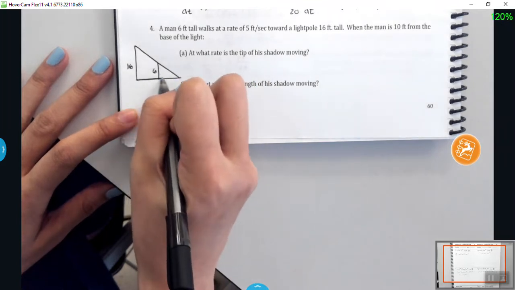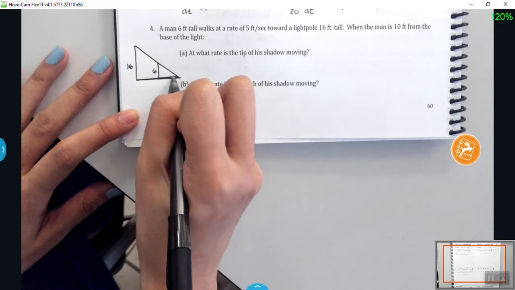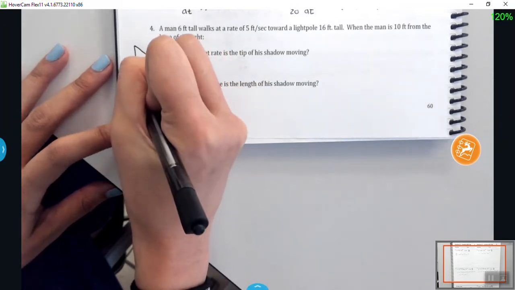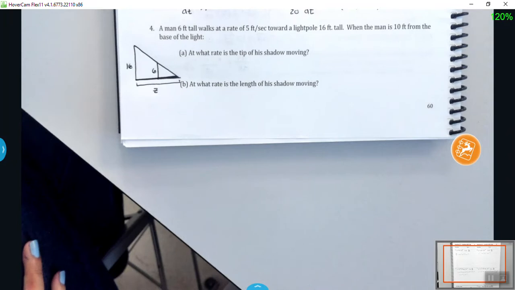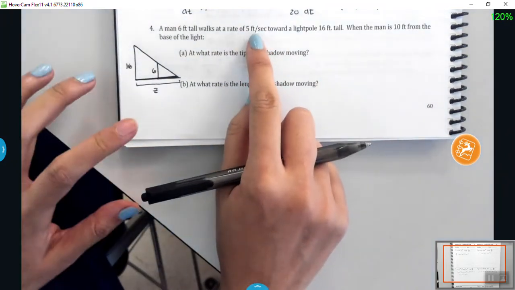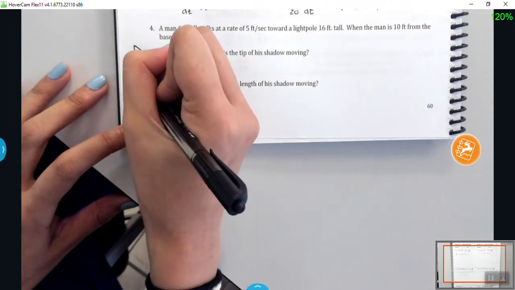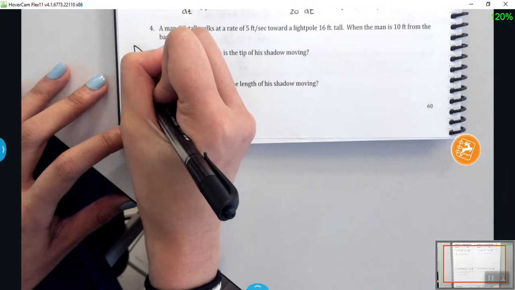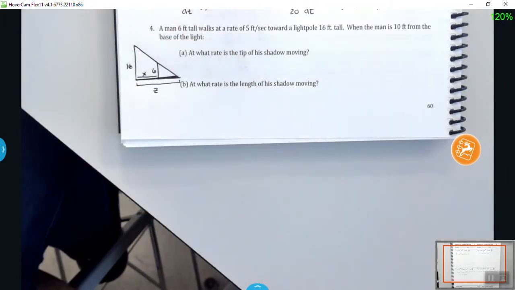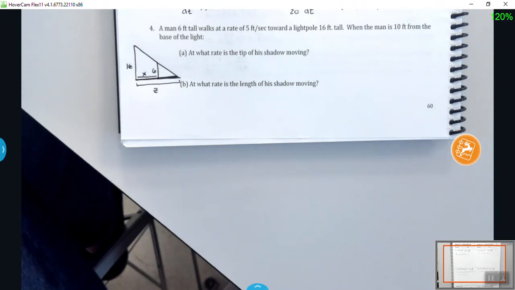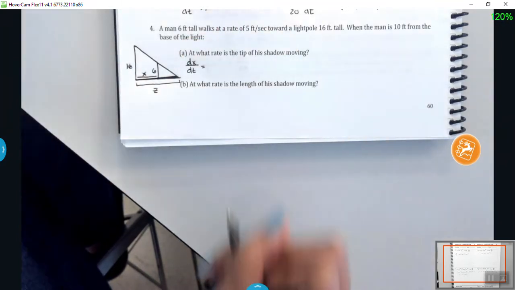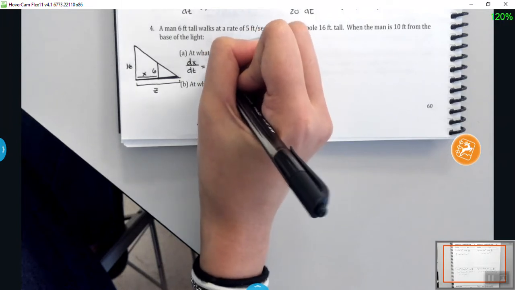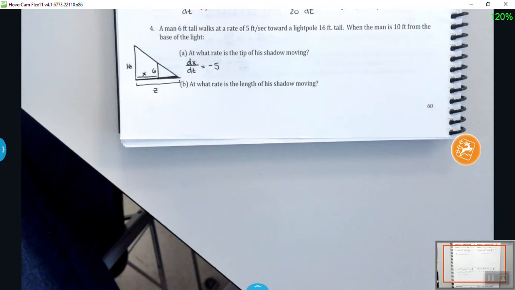So we want this, we'll label that Z. Then he walks at a rate of 5 feet per second towards a light pole, so we'll call this X. Because he's walking towards the light pole, dx/dt is -5, and we want to know dz/dt.